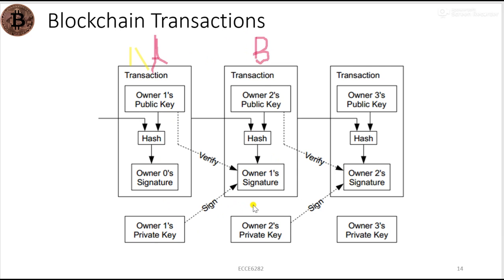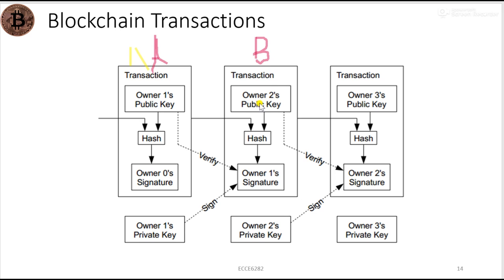What does a transaction look like? First of all, because Alice wants to send money to Bob, she will need Bob's account number. What is Bob's account number in Bitcoin or in blockchain technology? It is Bob's public key.